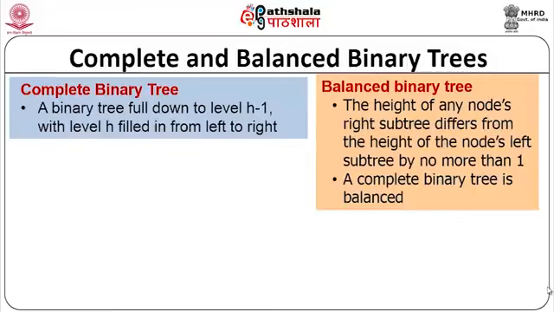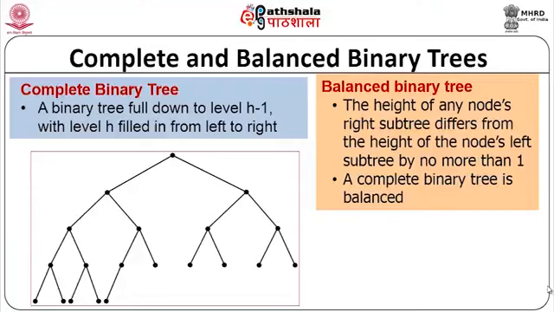Then you have something called complete and balanced binary trees. A complete binary tree is a binary tree that is full down to level h minus 1, with level h filled from left to right. It is not necessarily full. For example, this is a complete binary tree because up to that level it is filled correctly. It is always filled from left to right. As you see, the last level is not filled completely, but it is filled from left to right.